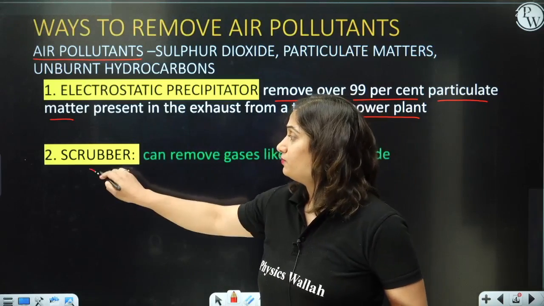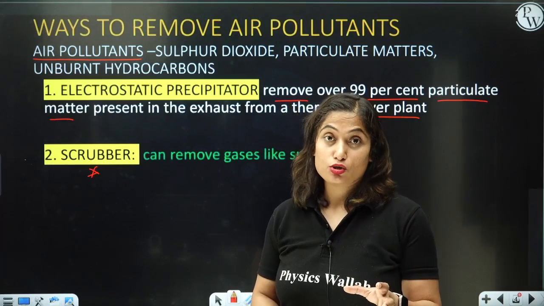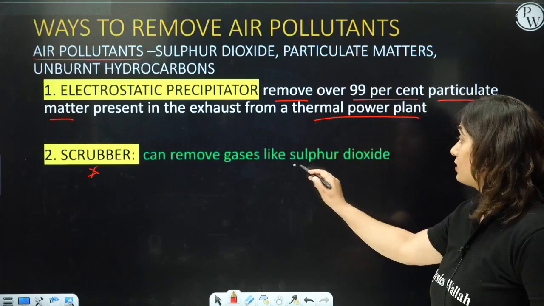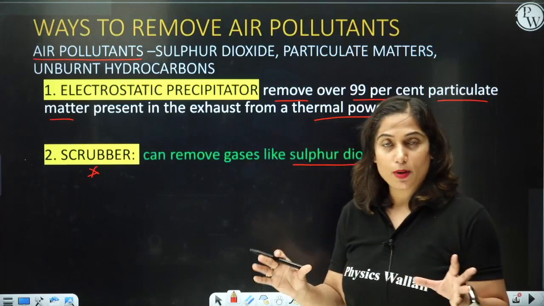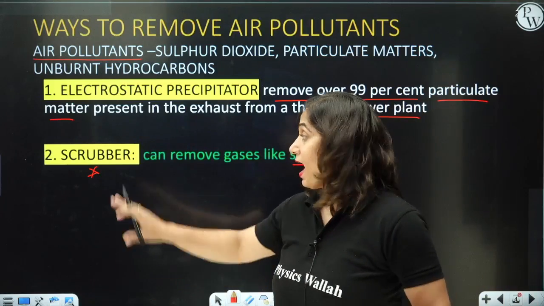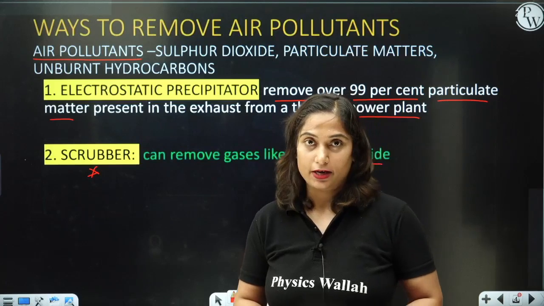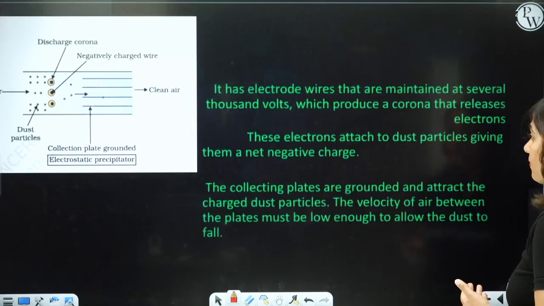The second method is a scrubber. Scrubber is a device which is used to remove sulfur dioxide from the air. So you have to remember, electrostatic precipitator is used to remove particulate matter and scrubber is used to remove sulfur dioxide from the air. Now let's understand their working.